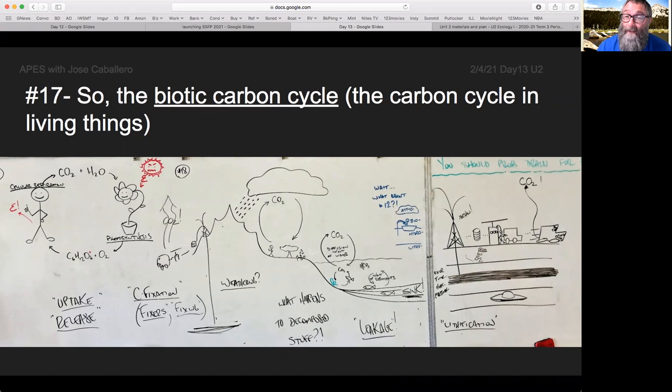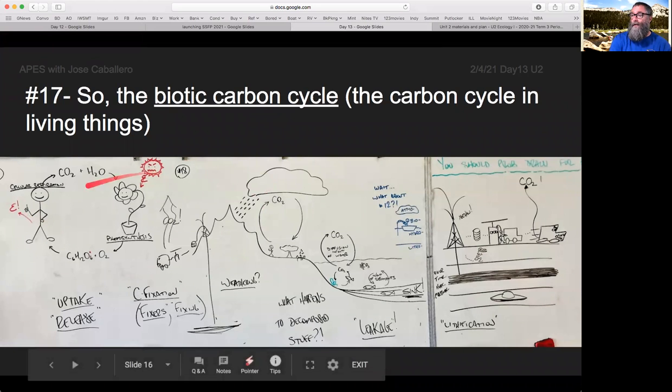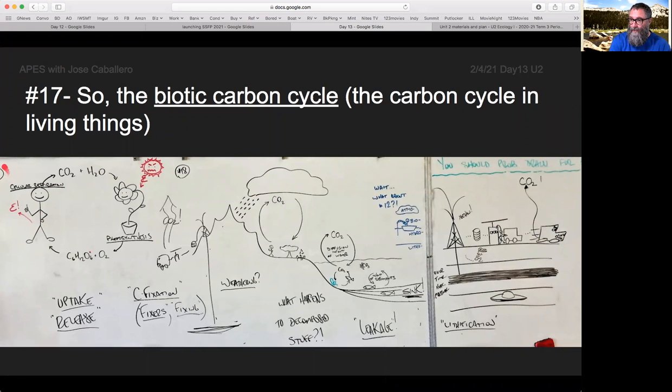For number 17, you're going to need to draw. So maybe you'll need to pause real quick so you can go get some paper. I have on the screen here a lot of carbon cycle. You can see that a little circle got cut off that said number 17, and this says number 18.